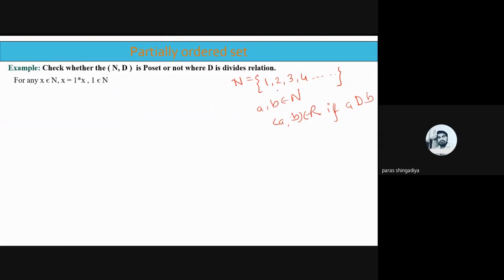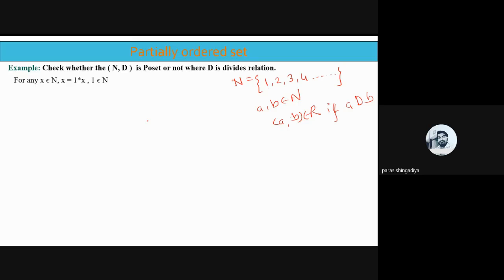So which pairs can you consider? We can consider 1 divides 2, 1 divides 3, 1 divides 4, 2 divides 4, 2 divides 6, 4 divides 8, 3 divides 9, 3 divides 6, 3 divides 12. So these pairs you can include in the relation which follows the divide relation. But we cannot consider 2 divides 3, 3 divides 4, or 4 divides 9. So these pairs we cannot consider in the relation. So let us check whether it is a partially ordered set or not. First we'll check the reflexive condition, then antisymmetric, and then transitive.